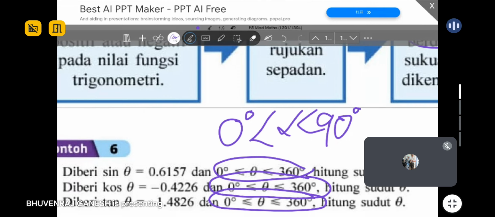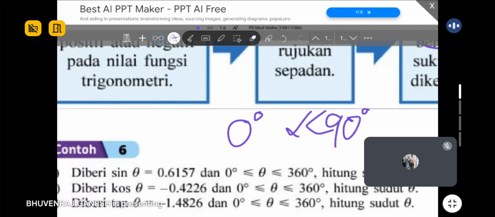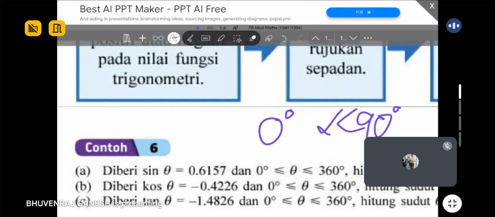Okay, so usually you won't have many answers. Maybe you will have 2 answers. Maximum 2 answers only. Alright, so we try question A, guys. Okay, so sign positive. Which quadrant, guys? Can you all tell me? Okay, very good. 1 and also 2.